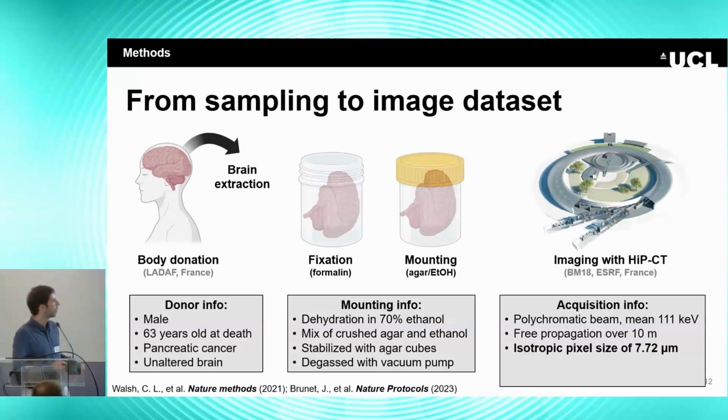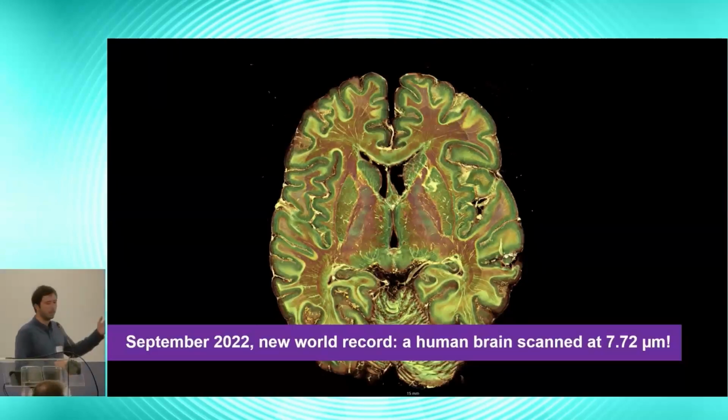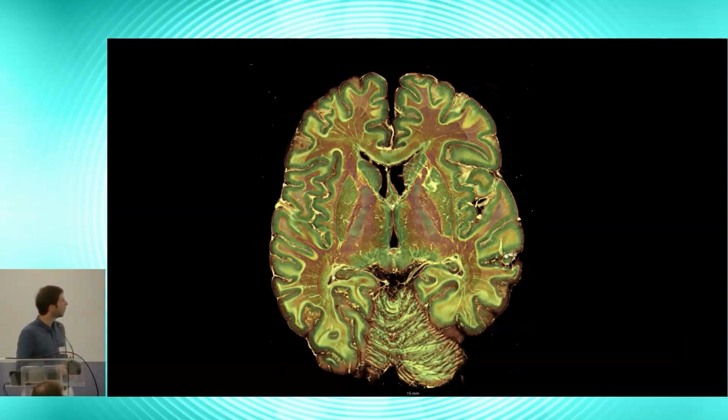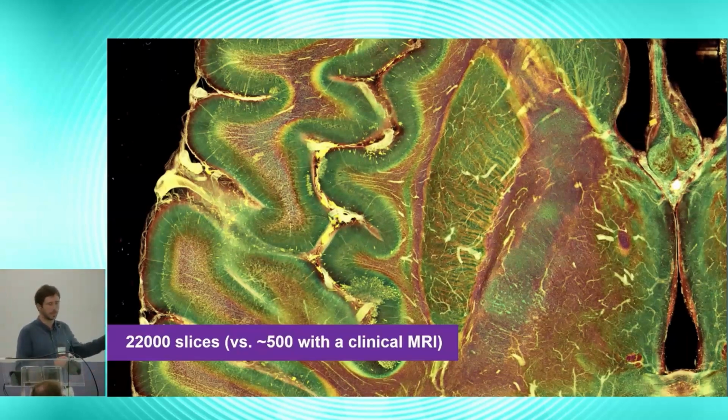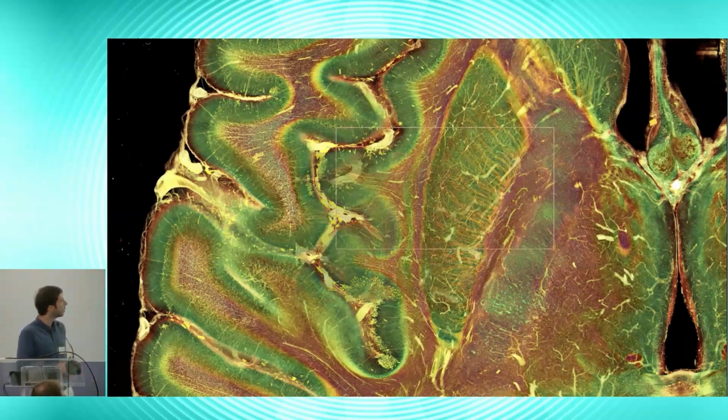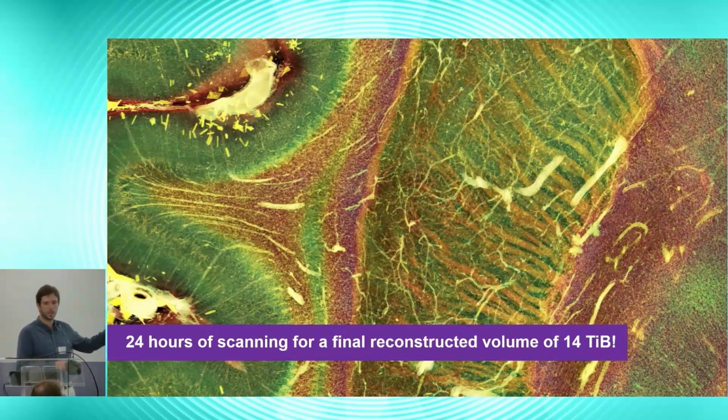This yields an image with an isotropic pixel size of 7.72 microns. The volume is about 20K by 20K by 20K, which yields a file size of about 13 terabytes. I will now go through the volume. As I said, it has a lot of slices, and the whole dataset is isotropic. Here we have maximum intensity projections, and we can see all the different details within the brain. And sorry, this was done in 24 hours.